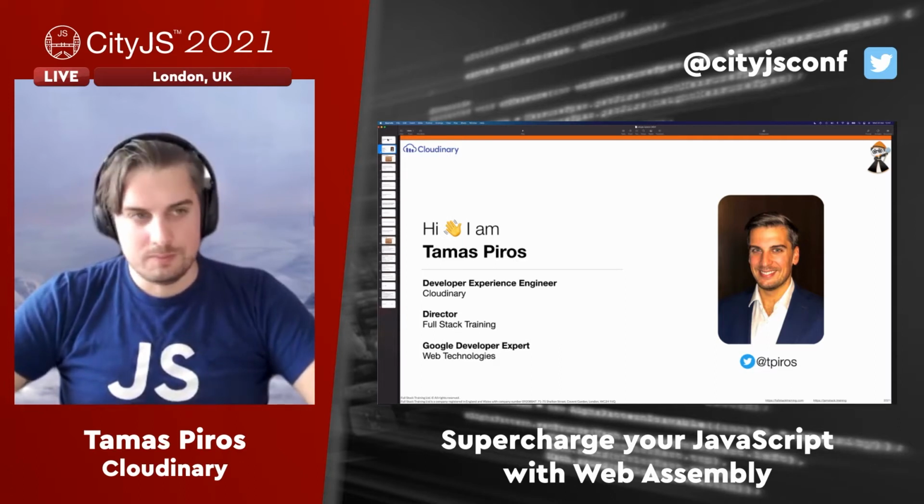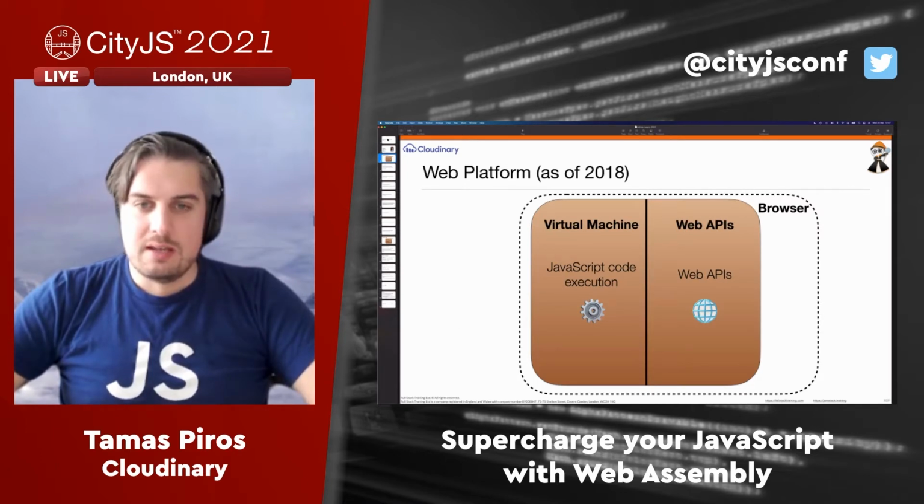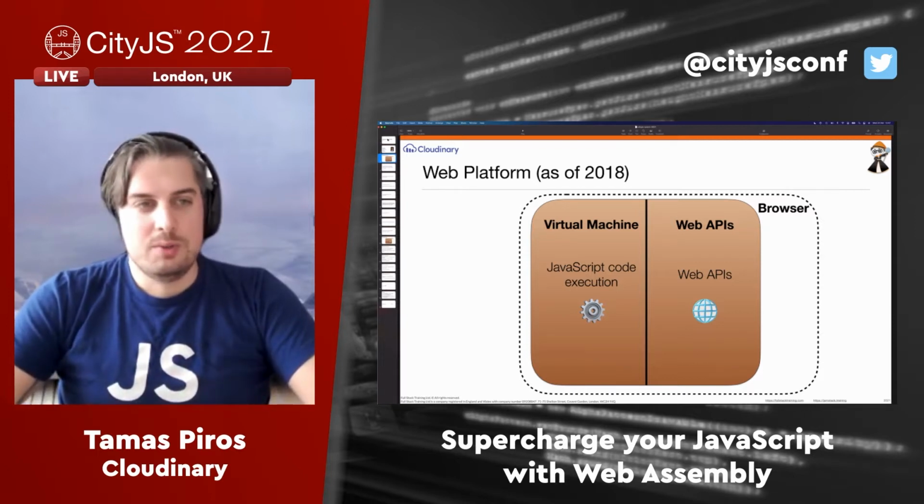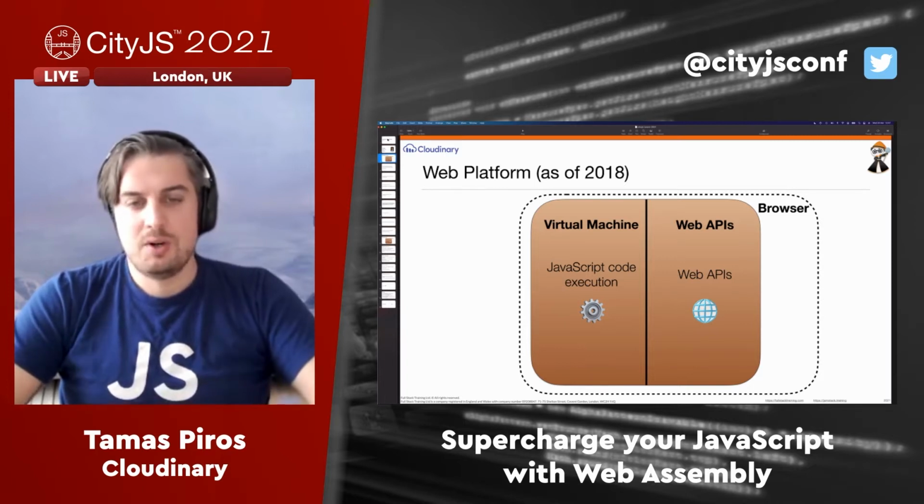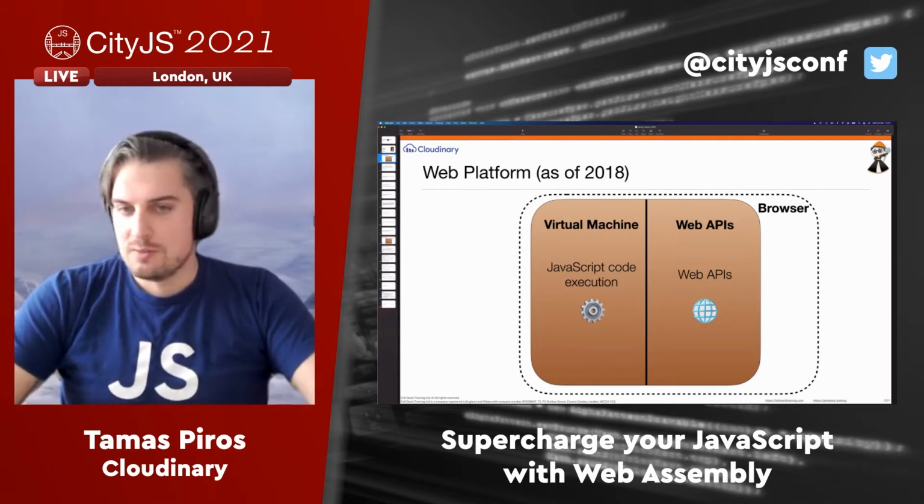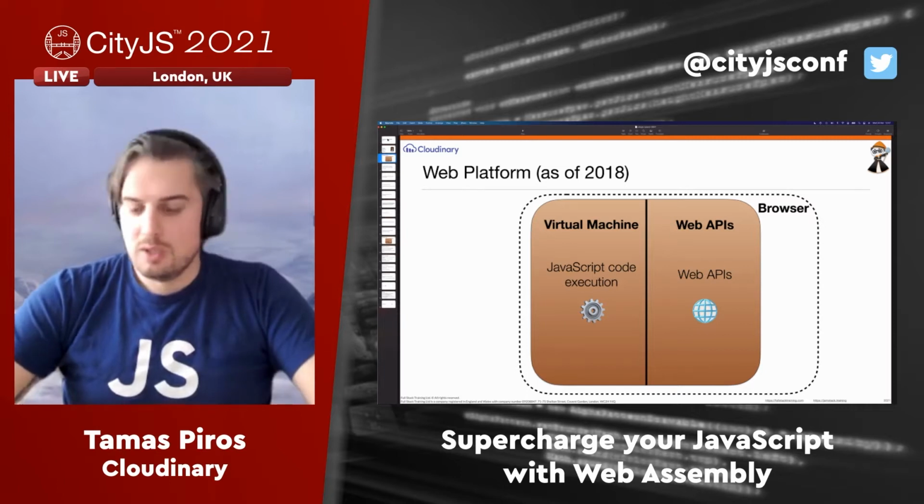So let's take a look at the web platform as it was in 2018. Think of this as a very simplified view of what you have inside your browser. So you have a set of web APIs, stuff like the Fetch API, for example, and then you also have a virtual machine as part of your browser, which is capable of executing JavaScript code. So you write some JavaScript and this virtual machine executes that for you, and that's pretty much it. And then this virtual machine and the JavaScript code execution engine can talk to the various web APIs that are inside the browser. So this is how the web platform looked back in 2018.